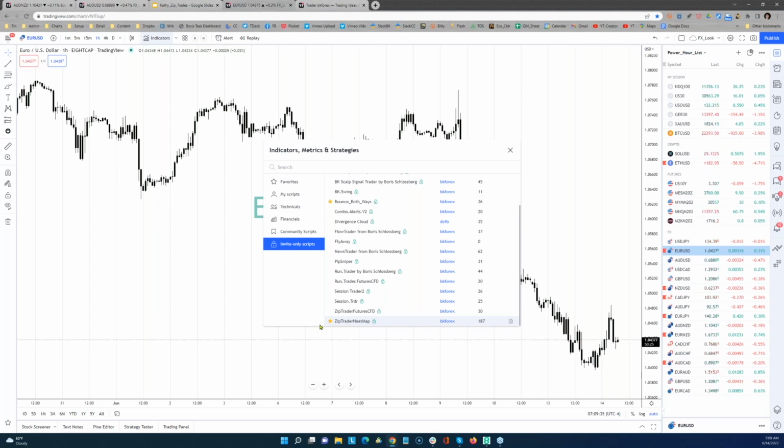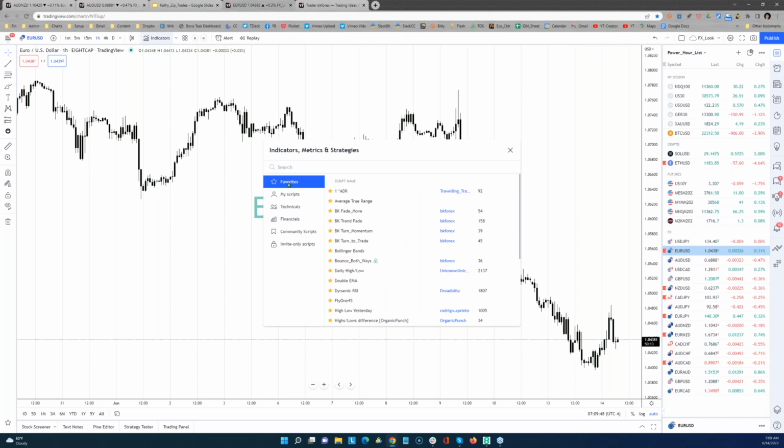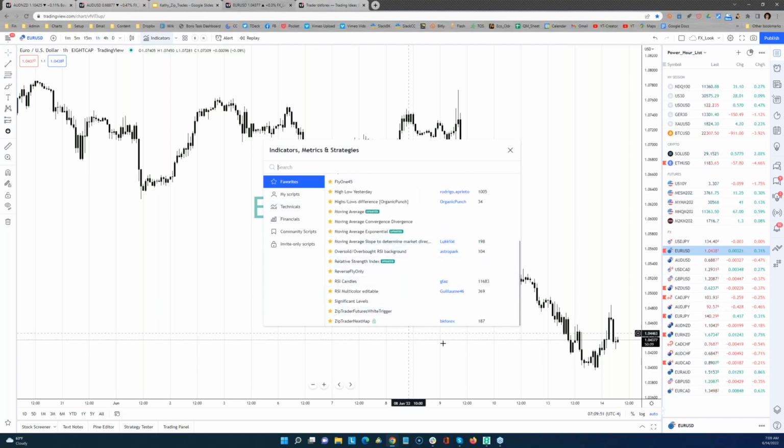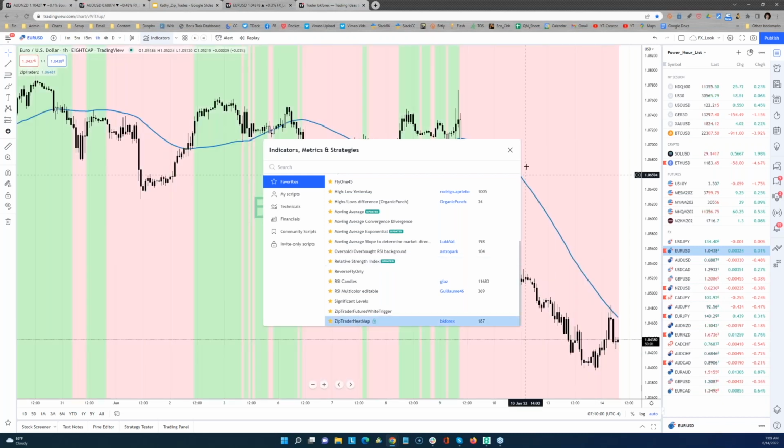Now, a simple way to organize your scripts is, if you've been given an invitation, if you click the star, that will automatically put that indicator into your favorites. You can see, by the way, I have a ton of stuff in here, and now it lands in my favorites folder. So I'm going to click on it now in my favorites folder.